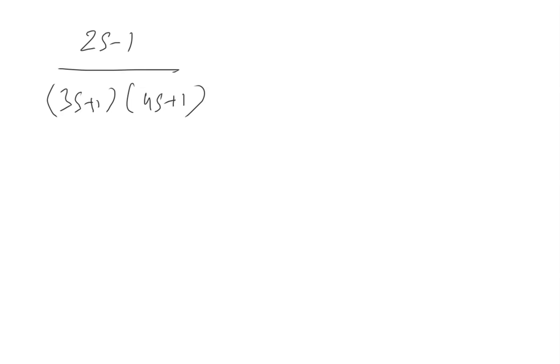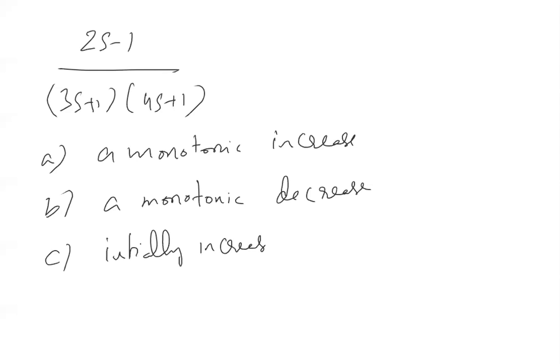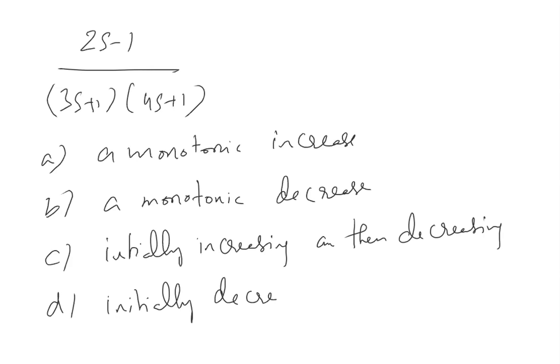So, 4 options: A, a monotonic increase; B, a monotonic decrease; C, initially increasing and then decreasing; D, initially decreasing then increasing. So we will have 4 types.